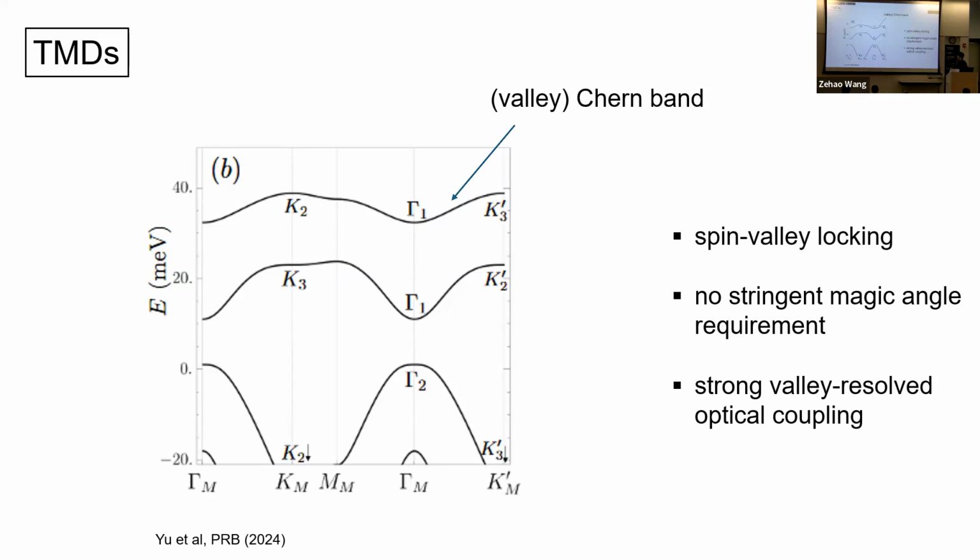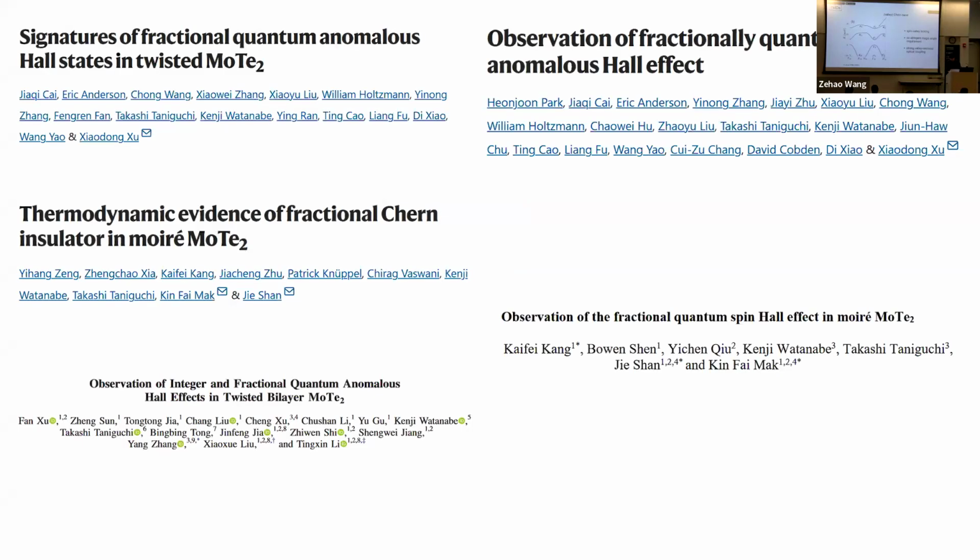And another nice property of these TMDs, even though transport is a bit more difficult because contacts are hard to make, is that these materials have a very strong optical coupling, which is also valley resolved. So by shining circularly polarized light, you can selectively couple to different valleys. And one reason that these materials have been super hot is the emergence, within the past year, of several reports of fractional Chern insulators in these devices, which again, I'm sure Young will address tomorrow.